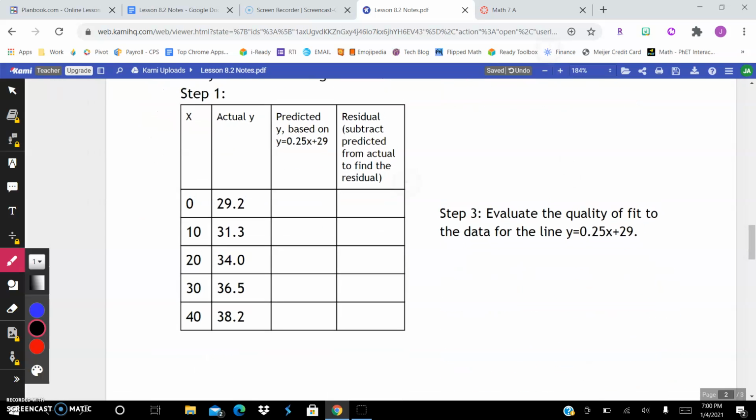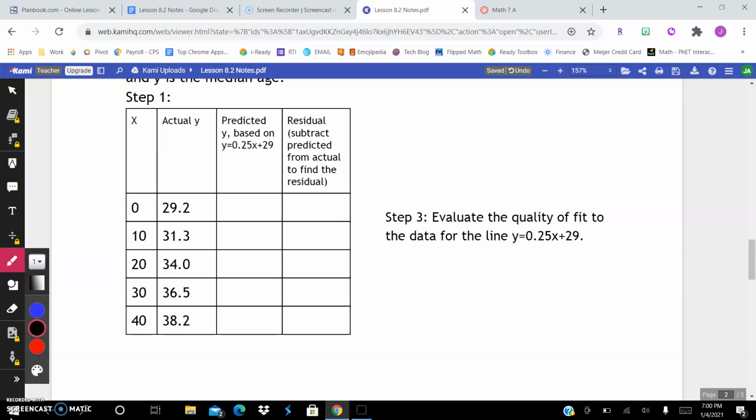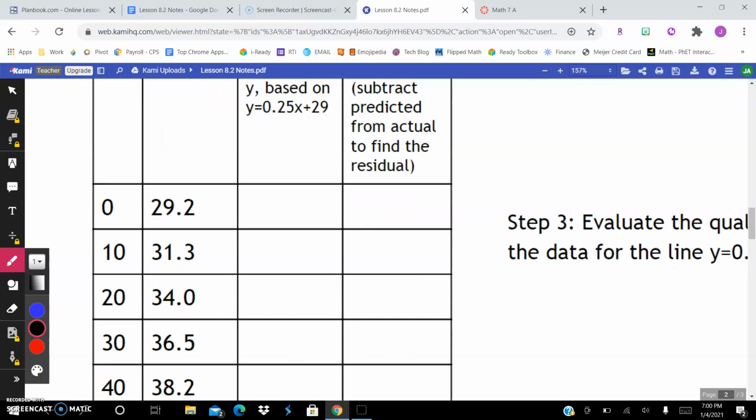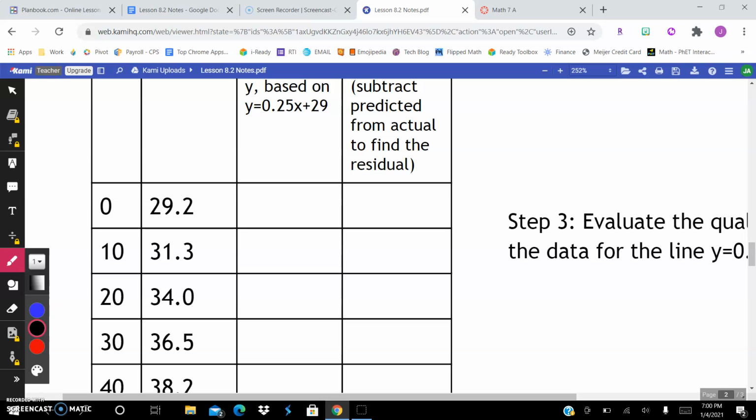So in this chart, they gave us the x's that we used. They gave us the y values that we used. But now we got to use their line of best fit, their equation here, to figure out what the points would be for that equation. So we're going to have to plug in 0 for x. So we're going to have 0.25 times 0 and then add 29. So that one's going to be 29.